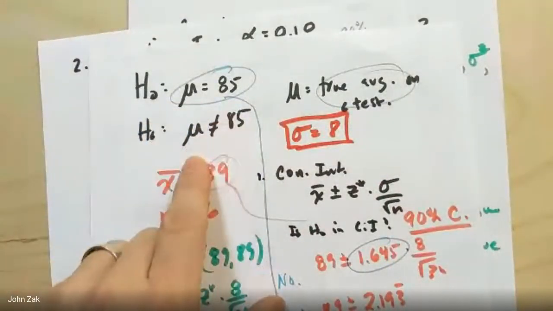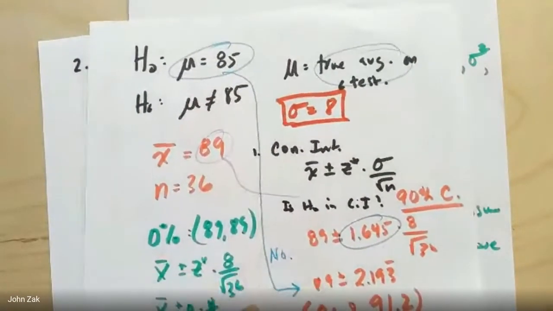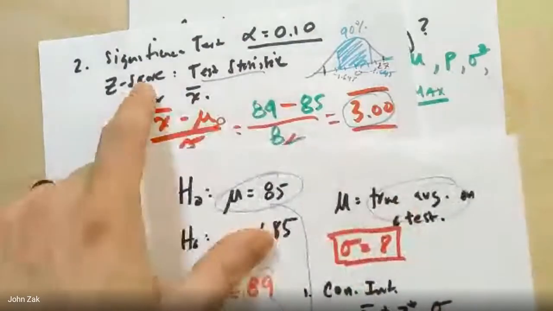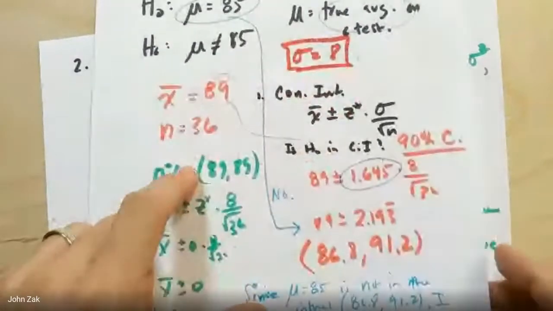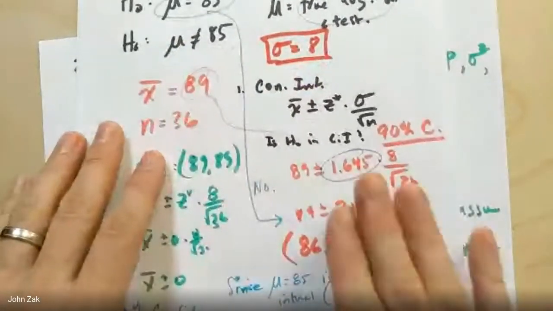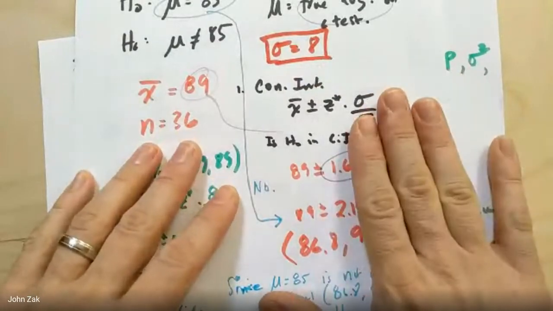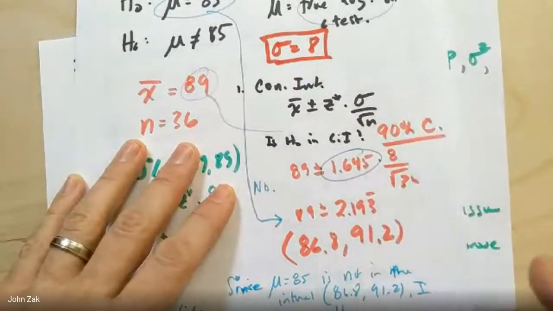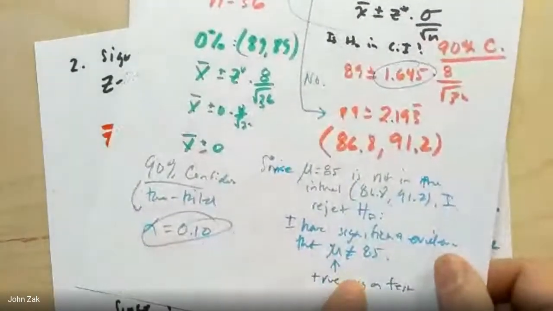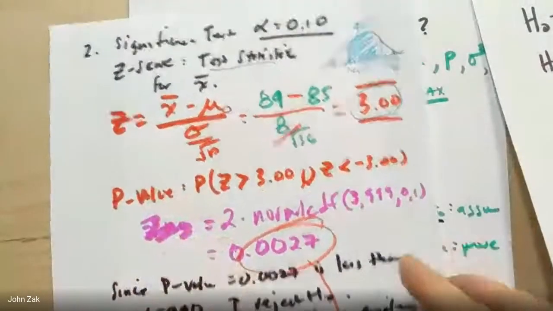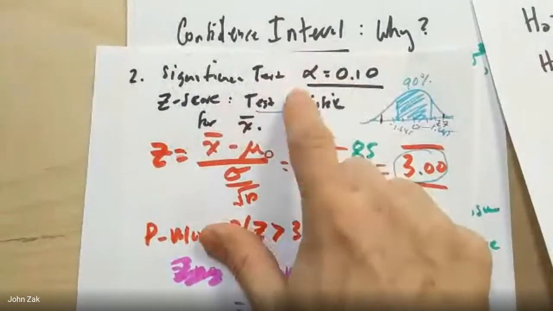Mu equals 85. Mu does not equal 85. And we used 2 different methods of evaluating these hypotheses. The key here was that the result that we got for our 90% interval was consistent. It said that we should reject the null hypothesis, as what we did when we did a significance test when alpha was 0.10.